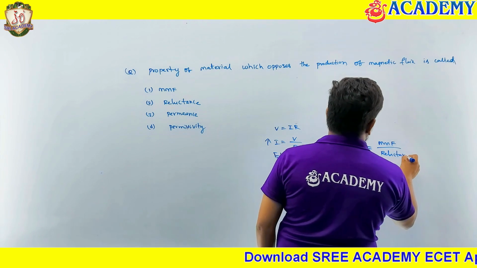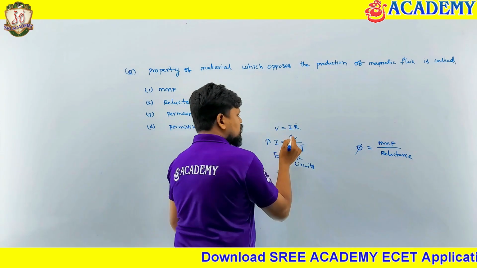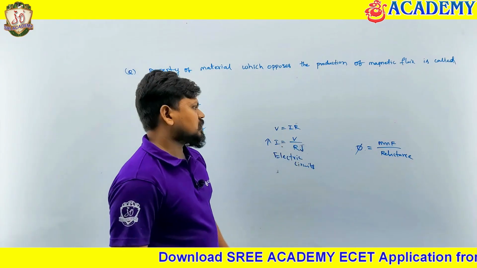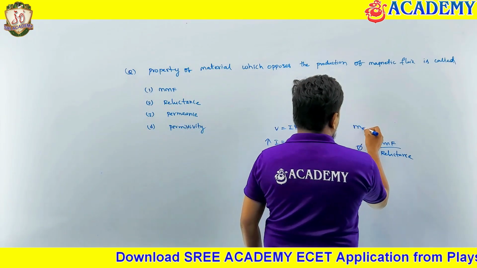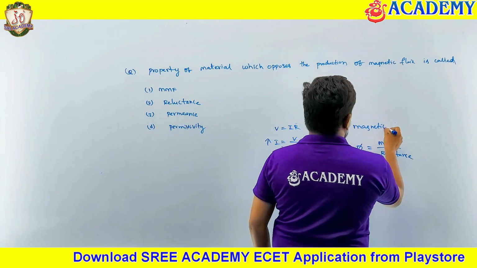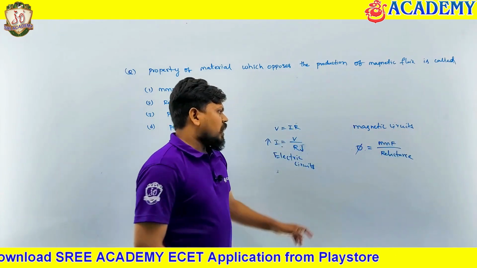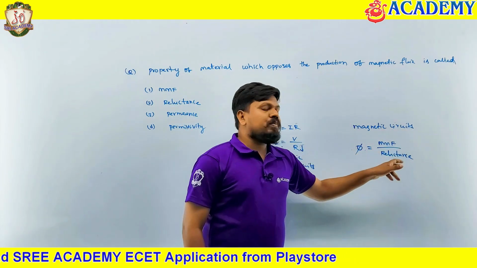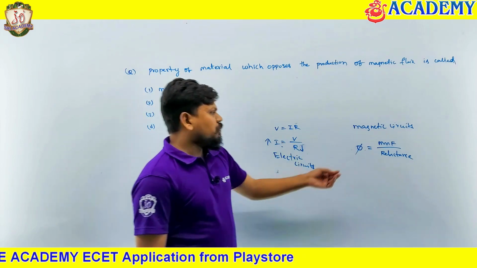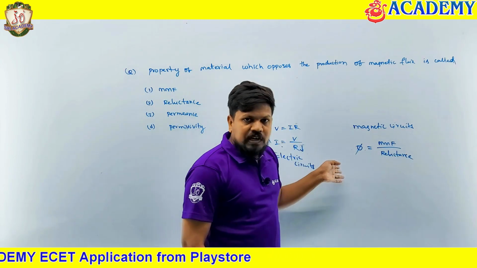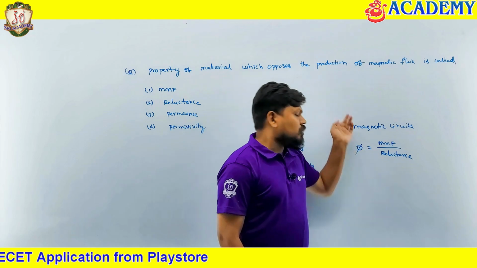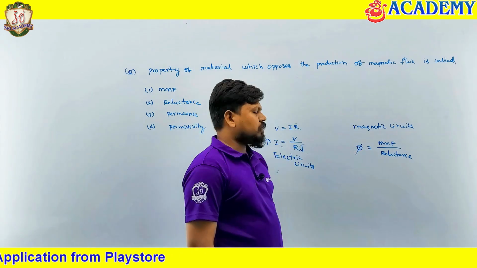Reluctance, you know already: in electric circuits, current is equal to voltage divided by resistance. In the magnetic circuits, the flux we can give as mmf per reluctance. If more reluctance, less flux; if less reluctance, more flux. So that is what we can understand.